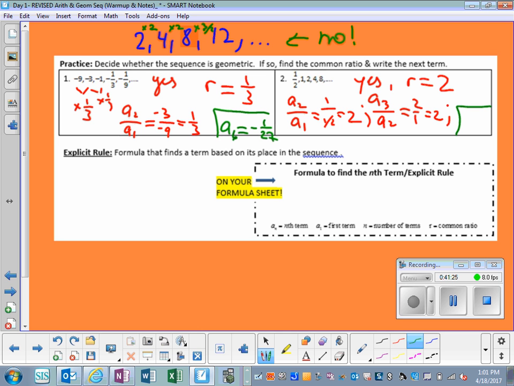So for this one, A 1, 2, 3, 4, 5, 6 equals what? 8 times 2 equals 16. So I take A5 multiplied by my R, which is 2, 16.